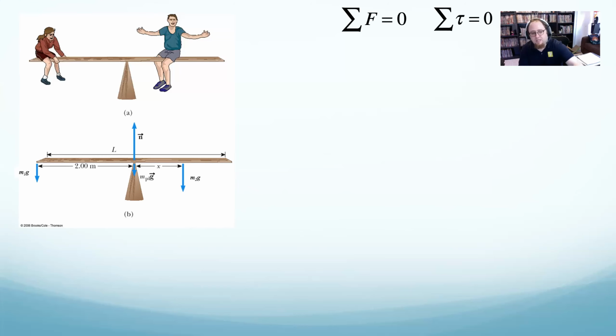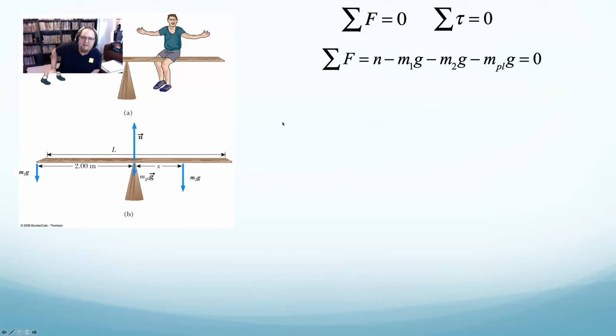So let's say I do sum of forces equals zero. If I do sum of forces equals zero, I can say forces up minus forces down equals zero. So up, I have N, and down I've got her weight, his weight, the plank's weight. So M1g, M2g, and M plank g. Now, if I try to solve this, it isn't going to help me with x at all.